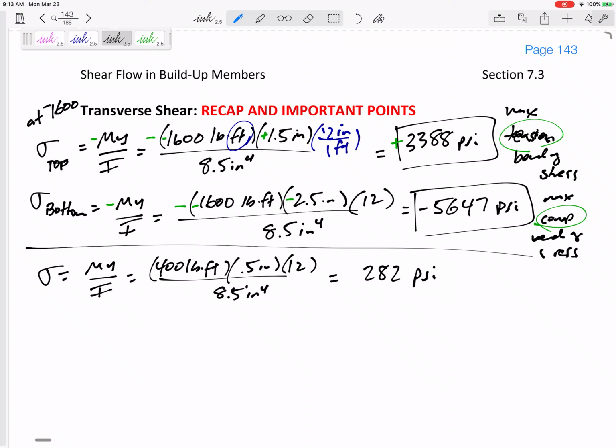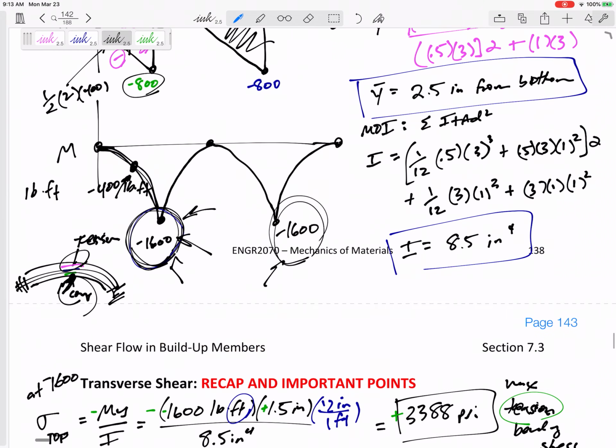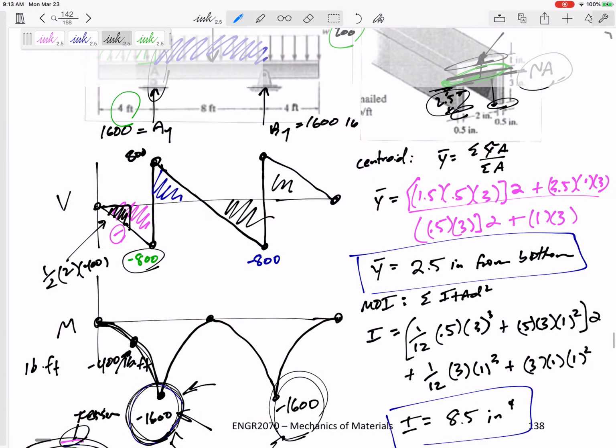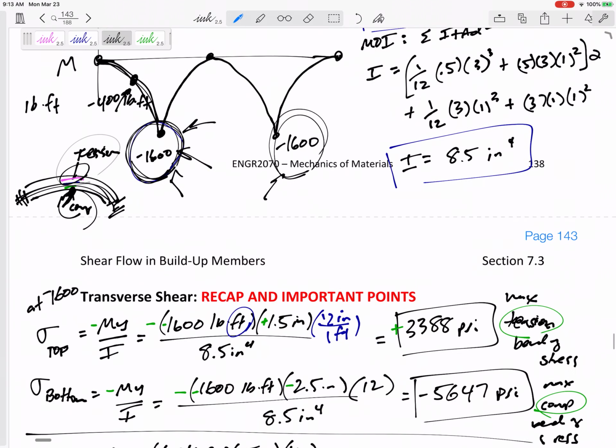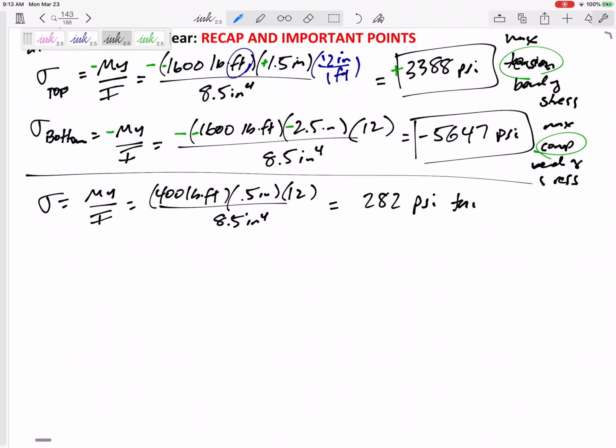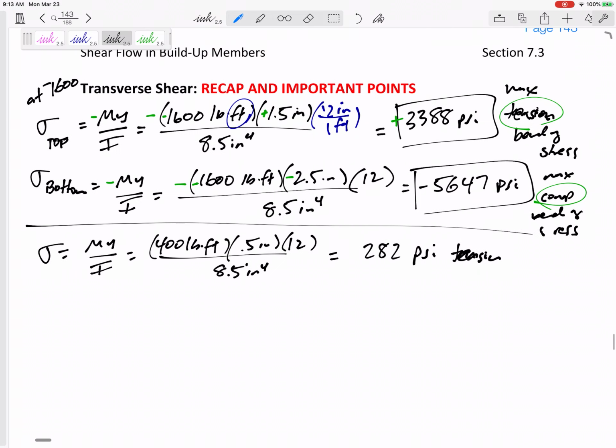Is that compression or tension? The way that I do it, I know it's negative, so my pool noodle is bending down this way. The location is above the neutral axis, and so this would be tension. The book would tell you the equation is negative My over I, so I've got a negative due to the equation, and then I've got a negative 400. Comes out positive.